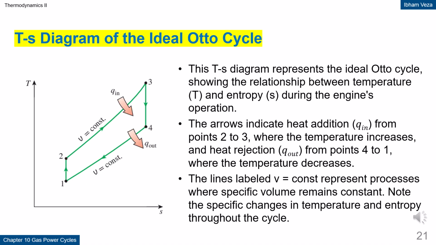TS diagram of the ideal Otto cycle. This TS diagram shows the relationship between temperature and entropy in the ideal Otto cycle. Heat addition occurs from point 2 to 3, causing an increase in temperature and entropy. Heat rejection occurs from point 4 to 1, reducing the temperature. The lines labeled V equals constant indicate processes that occur at constant volume. With this diagram, the energy changes in each process can be understood visually.